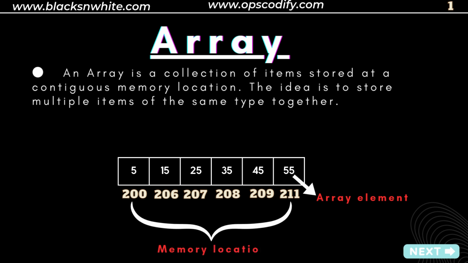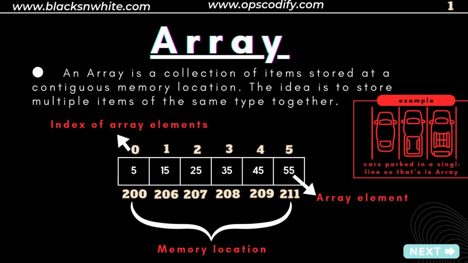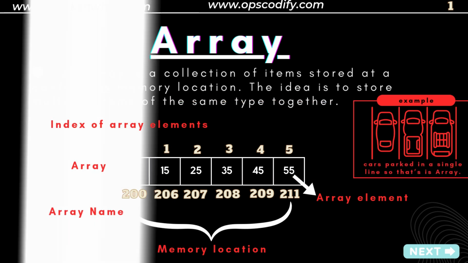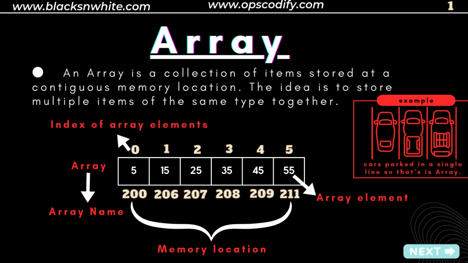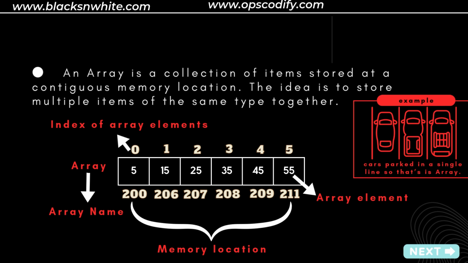Every element in an array has an index number. The index starts from 0 and goes upward, so the first element is at index 0, the second at index 1, and so on. This indexing allows us to directly access any element quickly. To understand better, think about cars parked in a single straight line. Each car has a fixed position in that row, just like array elements in memory. This is why arrays are considered one of the simplest and most efficient ways to store data in programming.